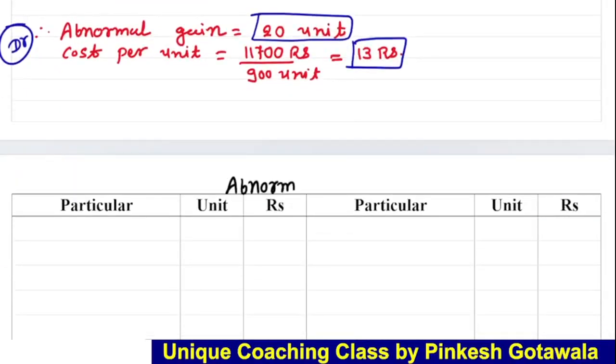Clear? We have to prepare the abnormal gain account also. Now how to give entry in this abnormal gain, I will explain at the end of the video. After completing all processes, I will explain how to give effect to abnormal gain and abnormal loss. So we will see it at the end. For now, let us complete the process first.